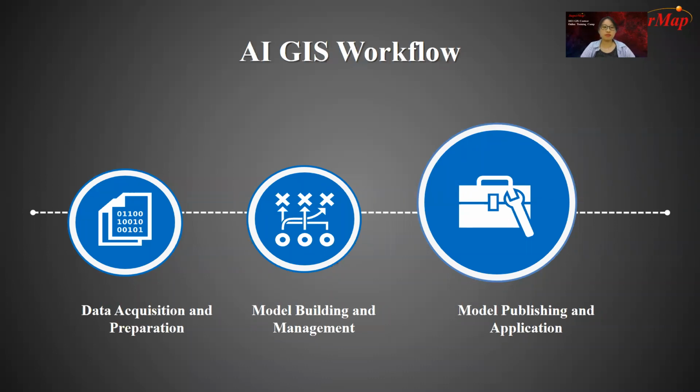So here is the workflow of machine learning. First, we prepare the data and then train the model, and finally we get a trained model to predict the results. The third step is the model publishing and application by the trained model.